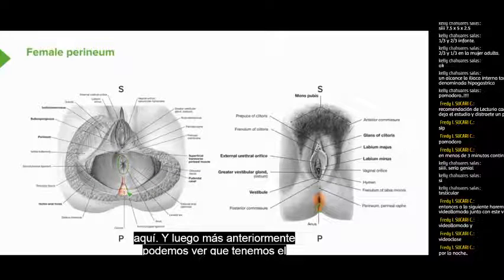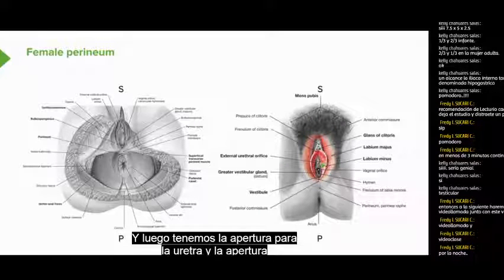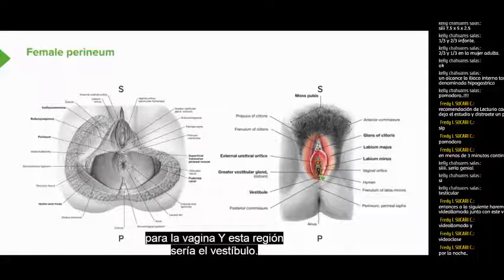And then more anteriorly, we can see we have the labia majora, more laterally. Then we have the labia minora, and then we have the opening for the urethra and the opening for the vagina. And this region will be the vestibule.